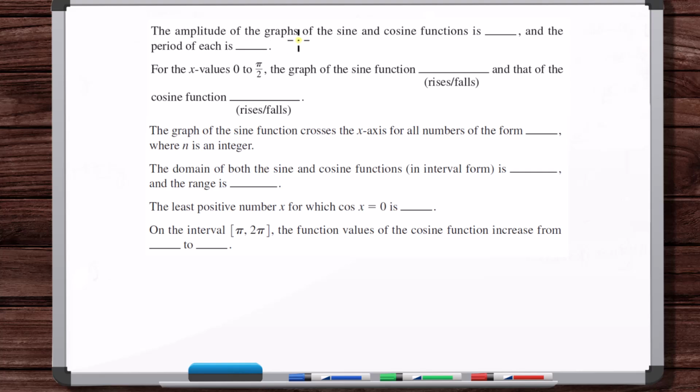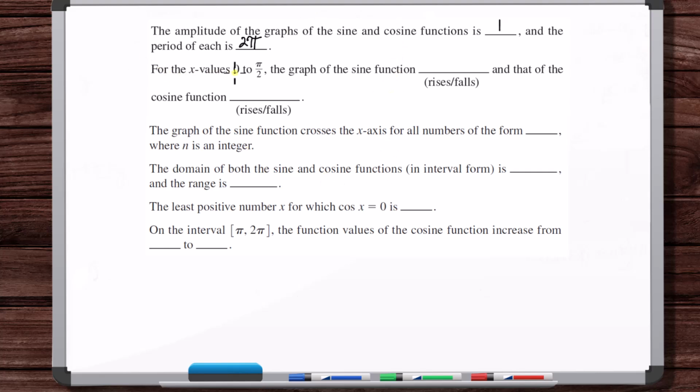Okay, the amplitude of the graphs of the sine and cosine functions is what? And the period of each is what? So they're referring to the definition of sine and cosine. Any random sine or cosine function, you wouldn't know what the amplitude is, but they're referring to the sine function and the cosine function. What is the amplitude of the sine and cosine function? Well, we know it's 1. And the period we know is 2 pi, 1 full rotation around the circle.